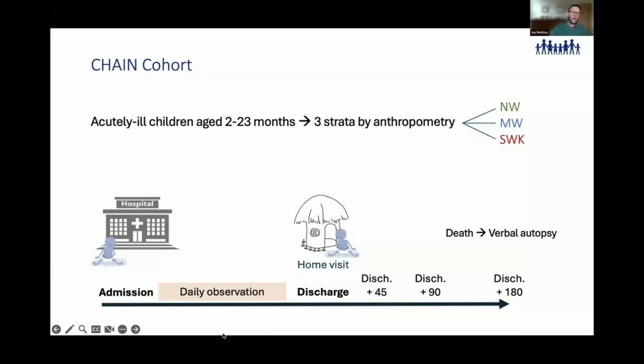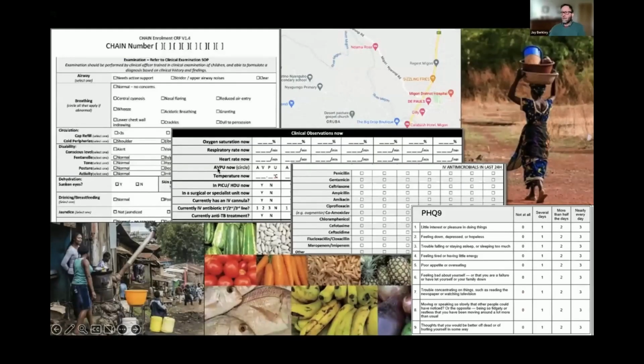We enrolled them on admission to hospital, and we did observations every day. At discharge, we did more data collection, visited home, and then we followed them up for 108 days. And if they died in the community, we did verbal autopsies. The data collection was detailed, with not only daily detailed data on clinical features, drugs being given, and maternal mental health, but also GPS mapping of households, looking at distances to hospitals, livelihoods, water sources, and economics.